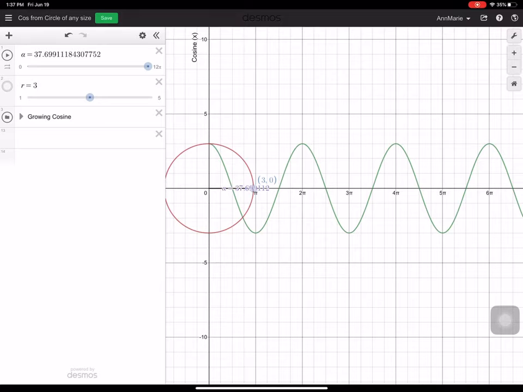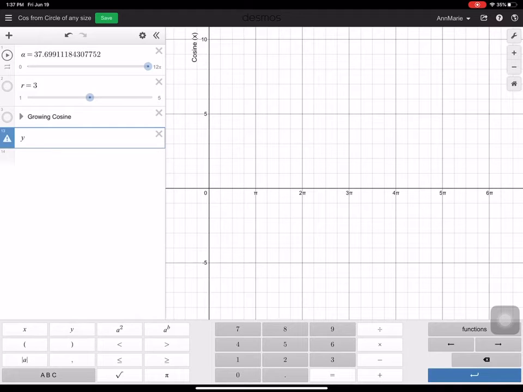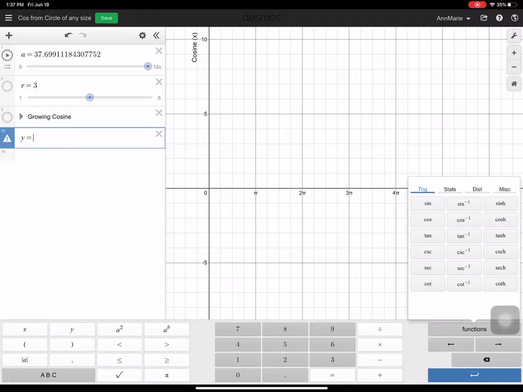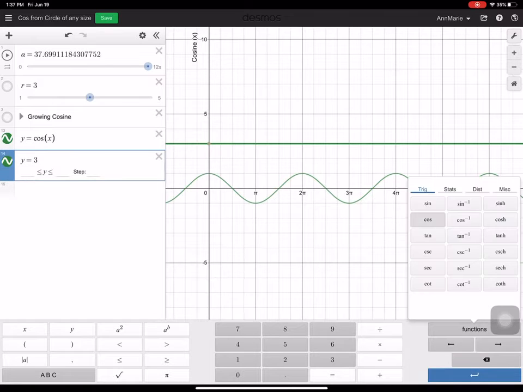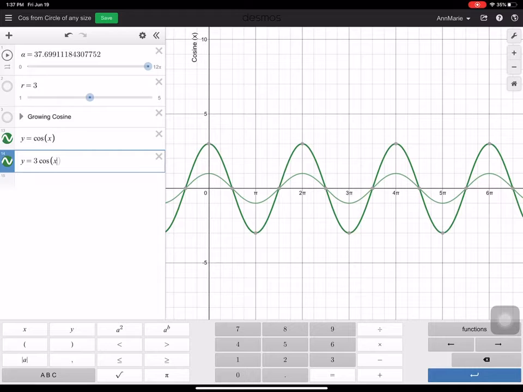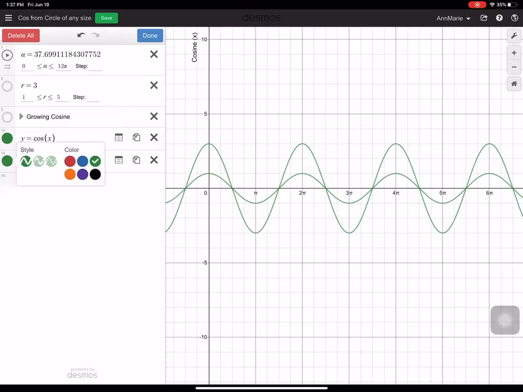And in fact, I'm going to just put on here y equals cosine x. And now here's where it comes: the amplitude of the function is determined by the external multiplier. So you'll notice that these two functions are identical in shape. The primary difference is the height. In fact, that's the only difference. I'm going to make this one a different color.